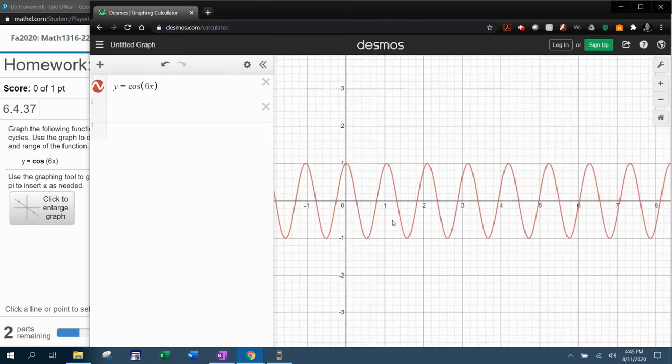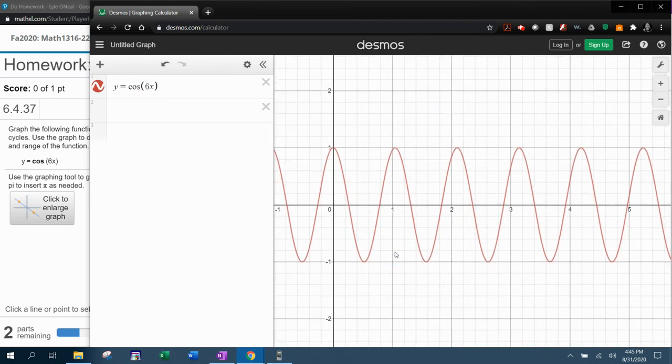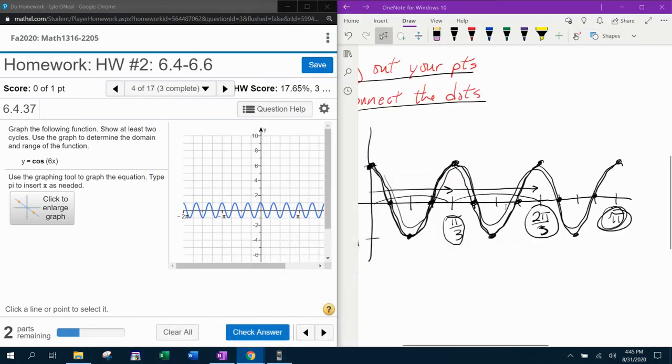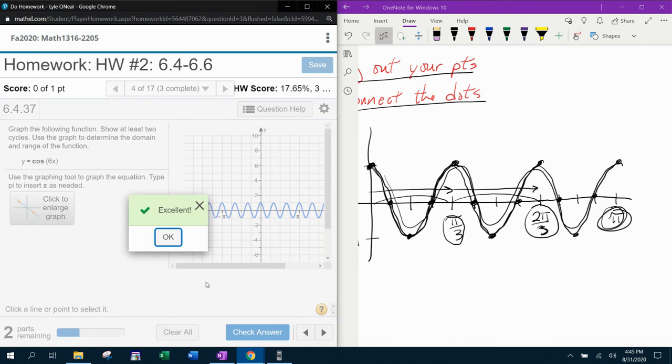The Desmos is the coolest thing. You can zoom in by scrolling, and then we're going to check some points here, okay? So there's my first point. Notice from peak to peak, one complete cycle by pi over 3, 2 cycles, 2 pi over 3, 3 cycles at pi. So this Desmos is verifying what we did manually. Man, that makes me feel good. Let's check this answer. Hot dog.